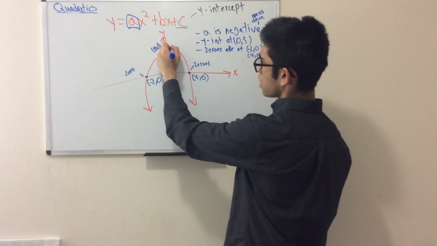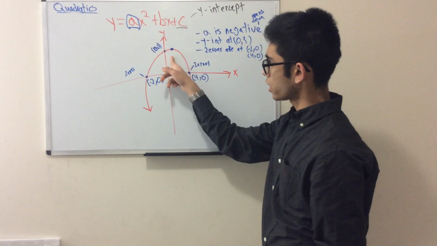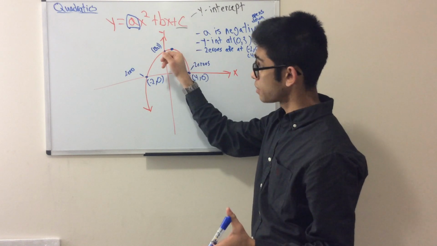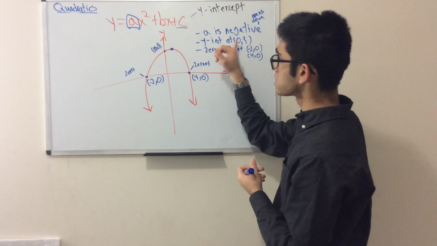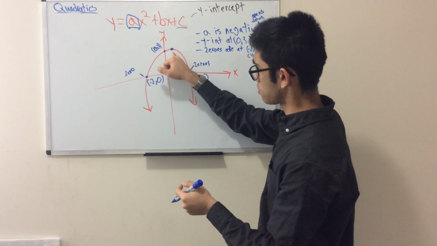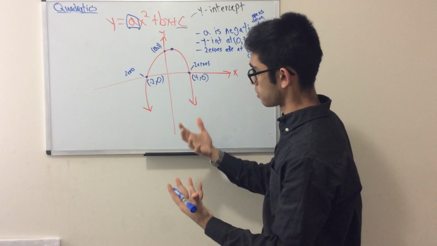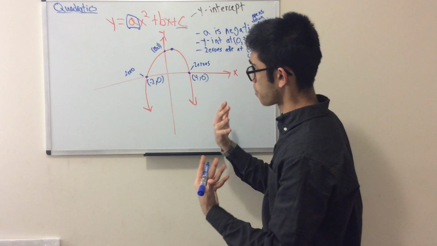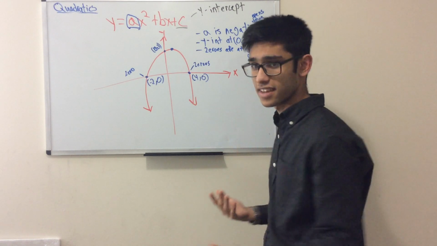And this right here is my vertex, the maximum point in this case, because my A is negative, so it opens downward. That's my vertex, and it is also my maximum point, because the A is negative.